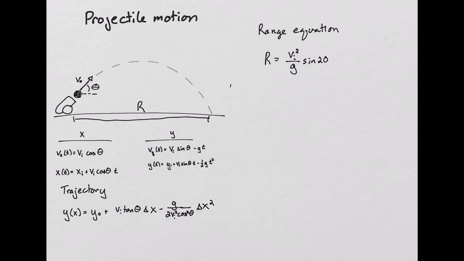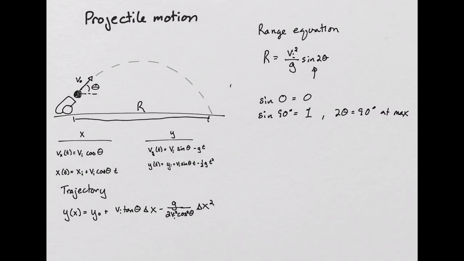let's examine one of the properties of this range equation. What angle do you need to fire a projectile in order to get the maximum range? Looking at this, we can see that sine of 2 theta takes on several values. We know that sine of 0 is equal to 0, and we know that sine of 90 degrees is its maximum, which gives us 1. So we have that 2 theta should be equal to 90 degrees at maximum range. That says that theta should be 45 degrees for maximum range.